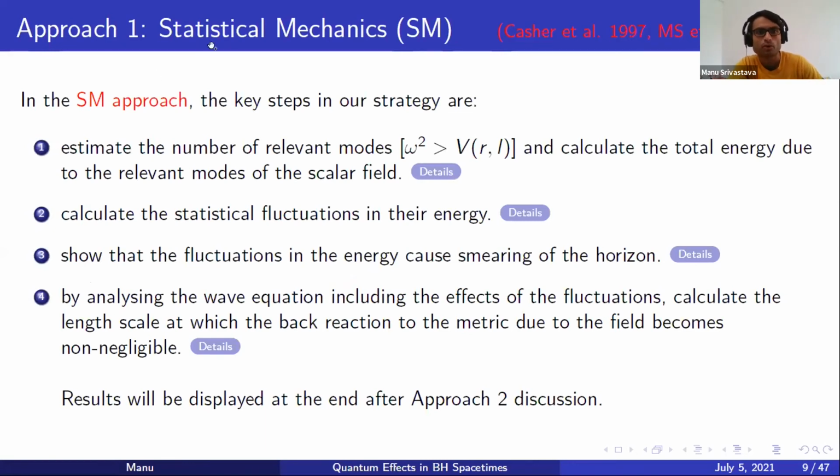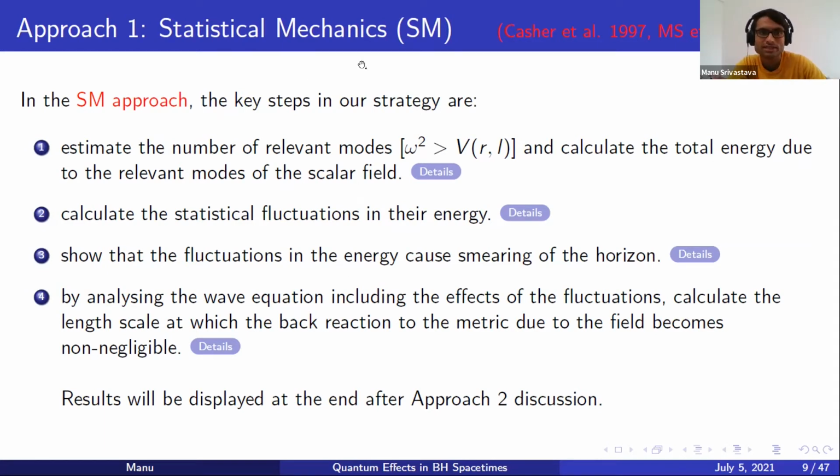So in the SM approach, that is the statistical mechanics approach, the key steps are the following. First of all, the first step is to estimate the number of relevant modes. I said when I showed the picture of the potential that there will be some modes that will be relevant, and some modes will be exponentially suppressed. So first we estimate this number of relevant modes and compute the corresponding total ensemble average energy of these relevant modes.